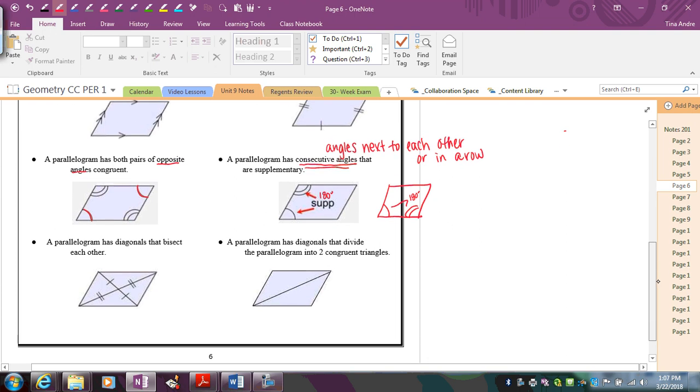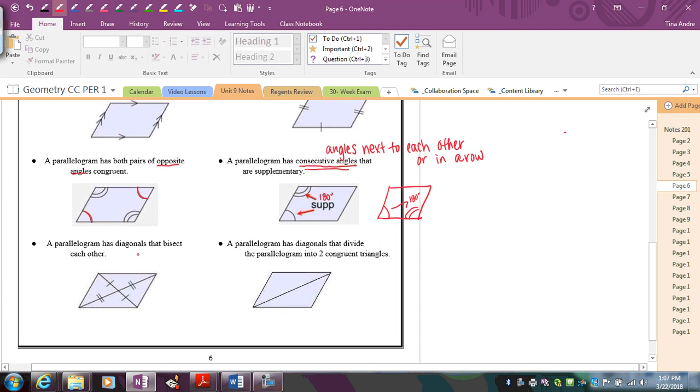So then the other one that comes up a lot is the fact that in a parallelogram, the diagonals bisect each other. So this diagonal and this diagonal, they're bisecting each other, which means that they cut each other into two equal parts. So these two parts are equal to each other, but not necessarily equal to these two parts on the other diagonal. And then lastly, in a parallelogram, one diagonal will always create two triangles.